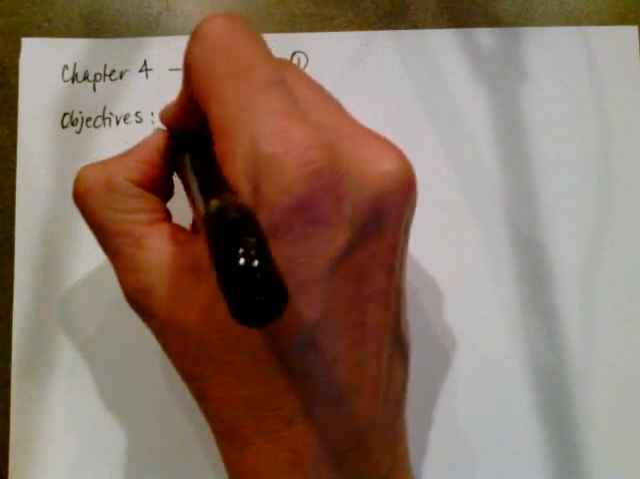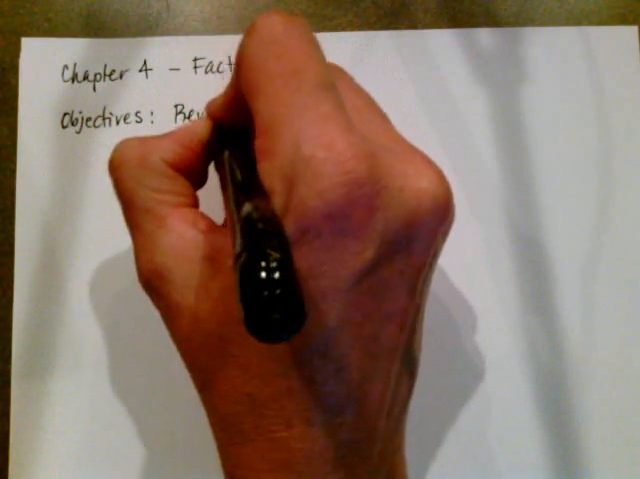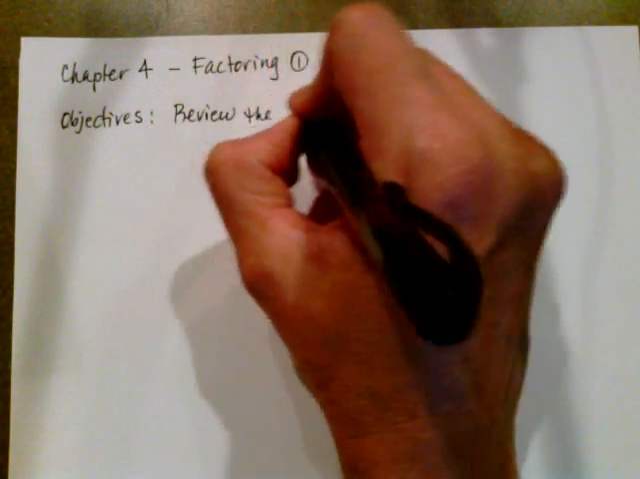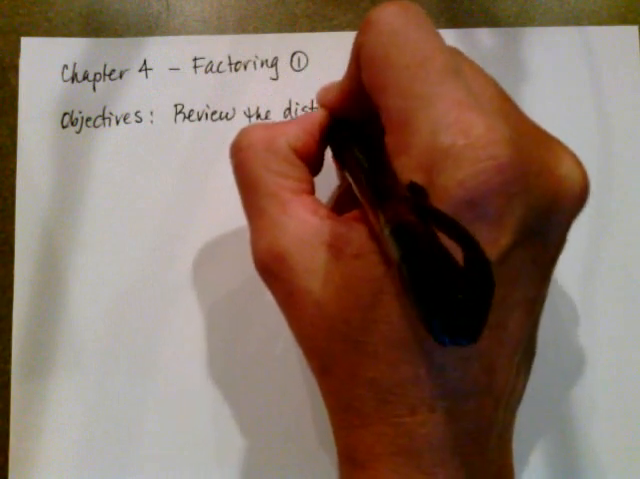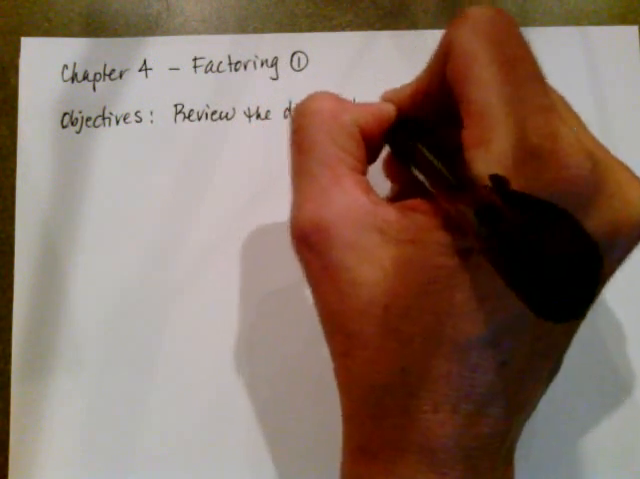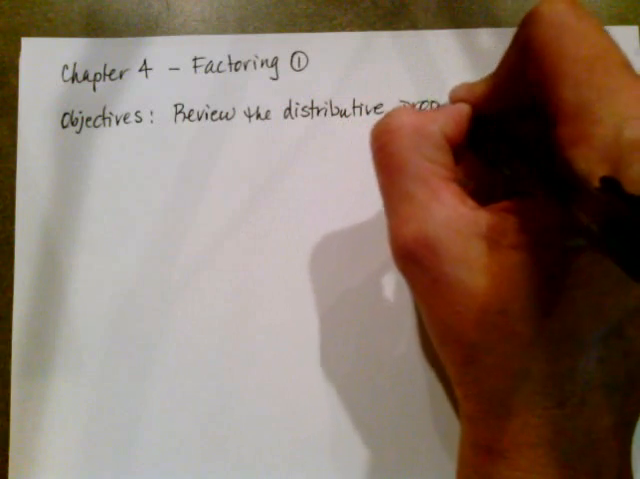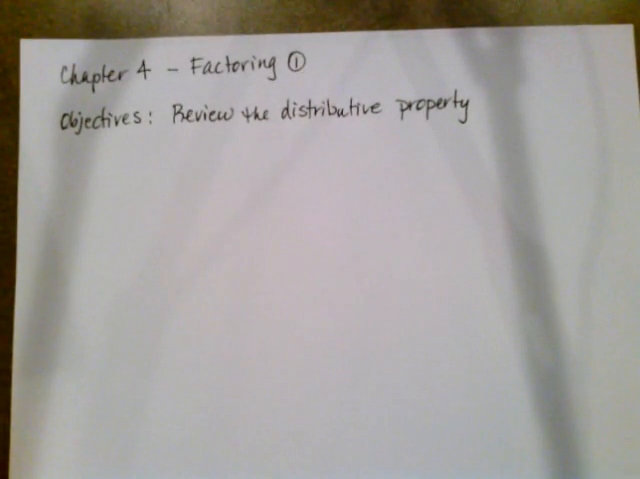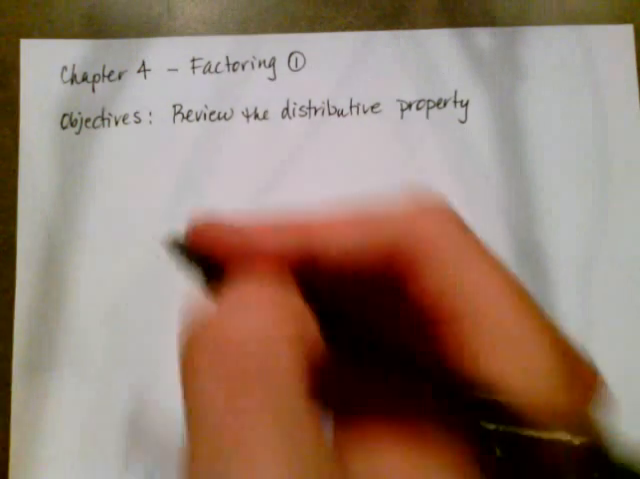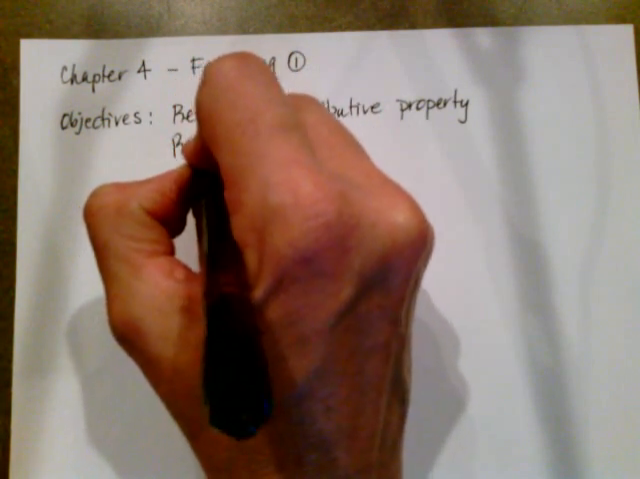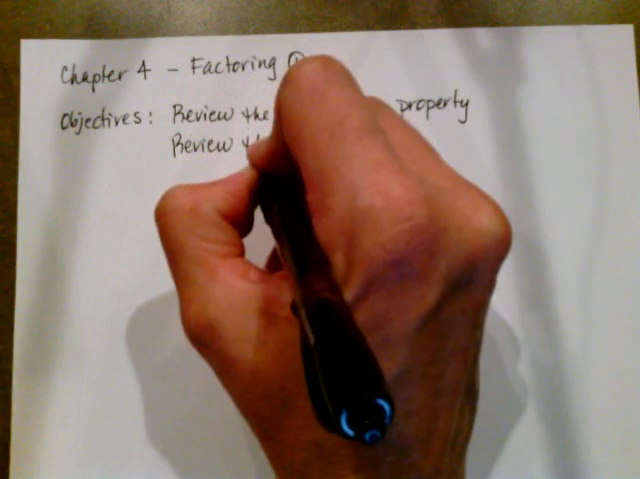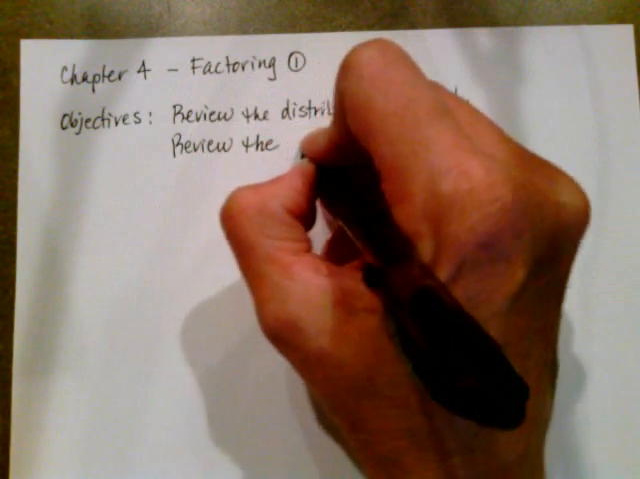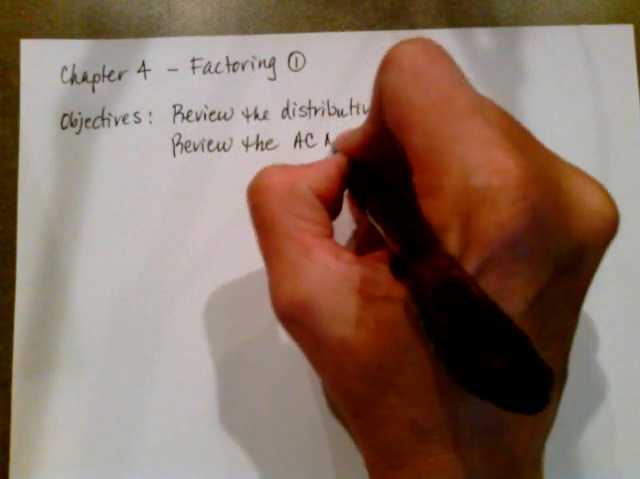So your objectives for the day are going to be to review the distributive property. We've actually been doing this already, but we're going to do just a couple more problems. So we're going to review the distributive property, and then we're going to review a factoring method called the AC method.